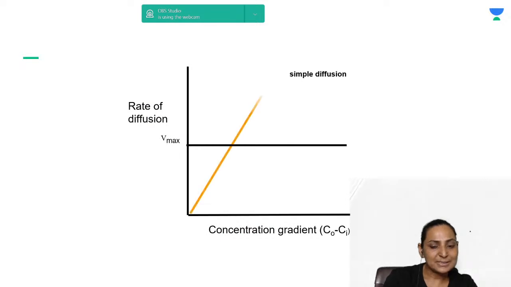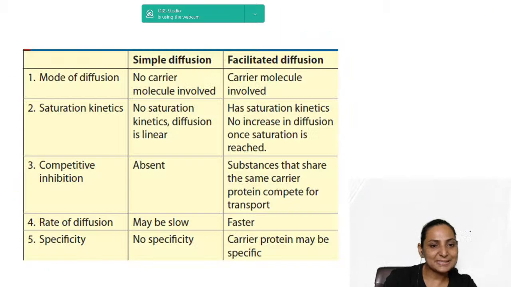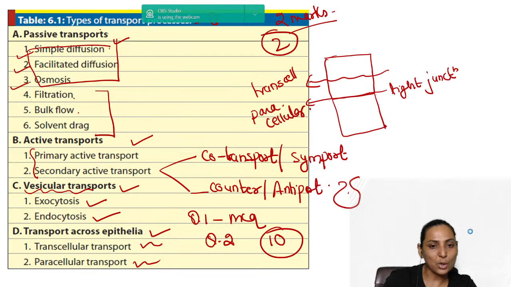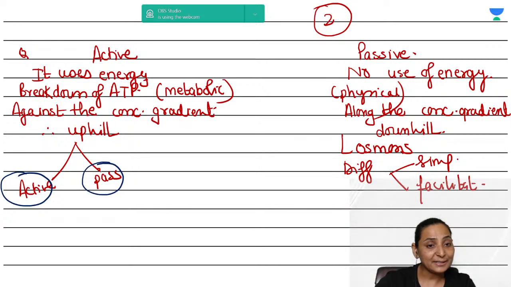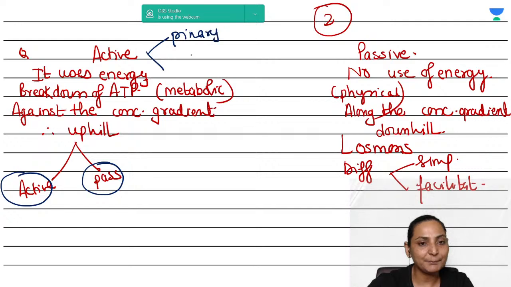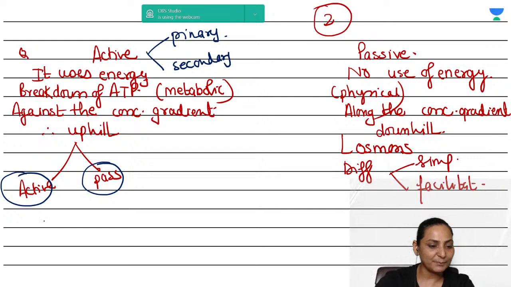Now, what is the basic difference between your primary and secondary active co-transport mechanism? What is the basic difference between your primary and your secondary when you take active? So what is the basic difference between the primary and the secondary active transport mechanism?